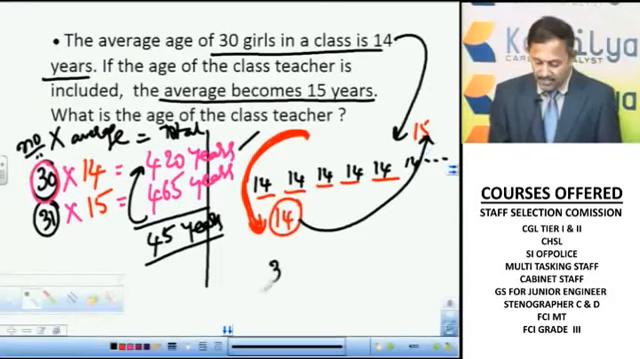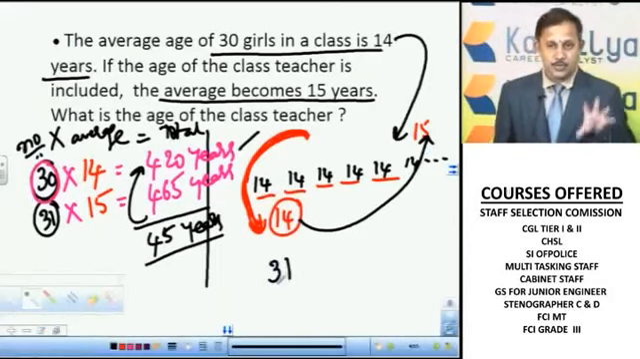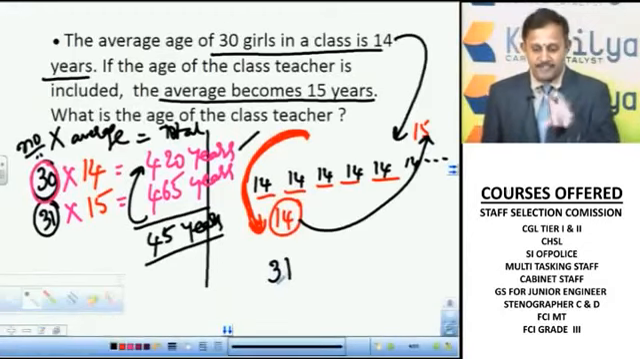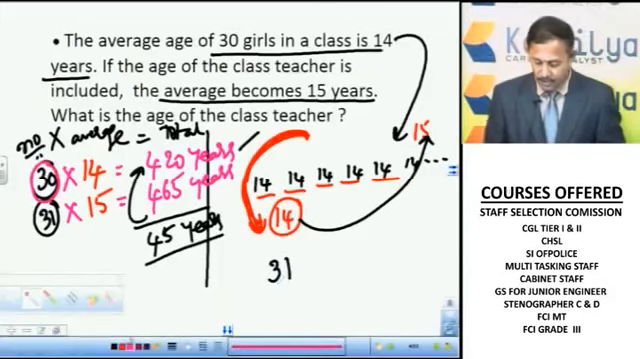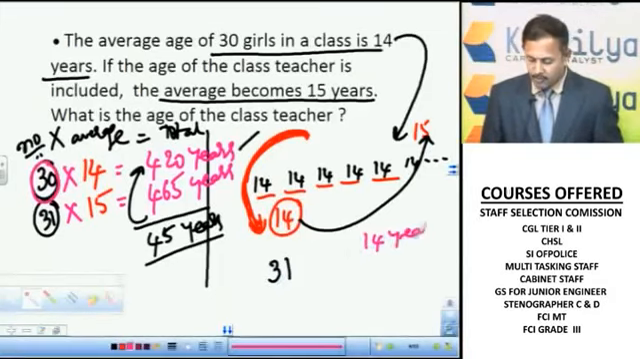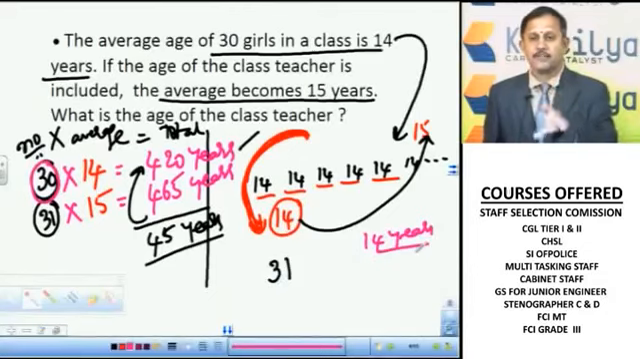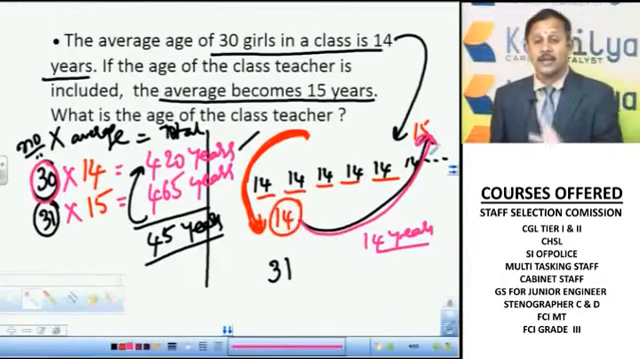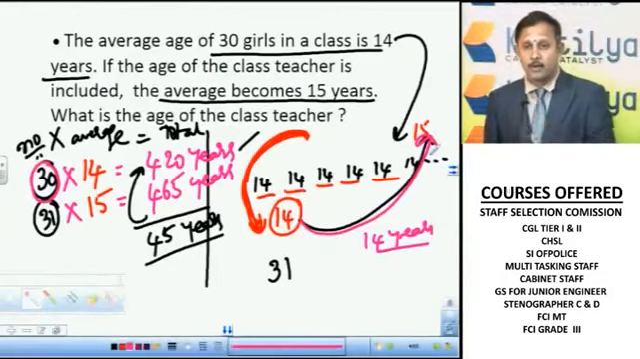Now the number of candidates is 31, 30 students plus 1 teacher. If suppose the age of the teacher is 14, then there will be no change in the average. But with the interference of the teacher, the average now changes to 15. So the average is increased from 14 to 15. We are going to observe an increase of 1 year at all the candidates.